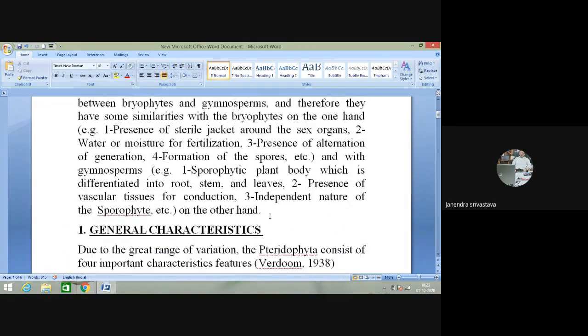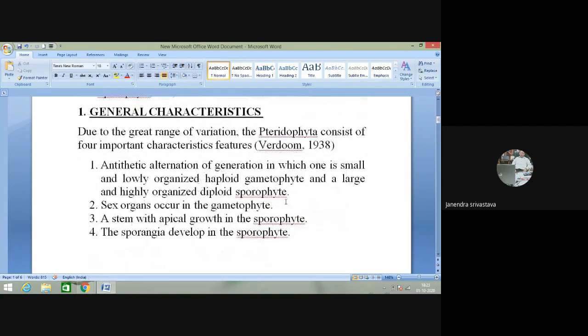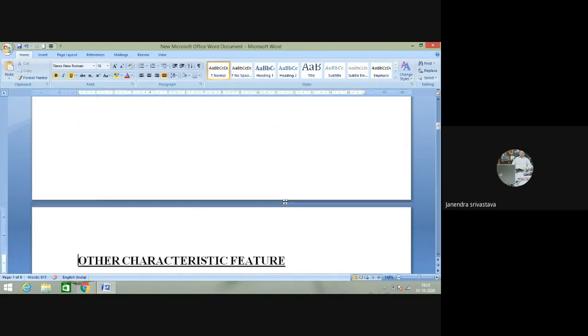Now we come to the general characteristics. Some of these were introduced by Verdoorn in 1938. He stated that there is an antithetic alternation of generations, in which a small, low-organized haploid gametophyte alternates with a large and highly organized diploid sporophyte. Sex organs occur in the gametophyte, while the stem with apical growth and the sporangia develop in the sporophyte.